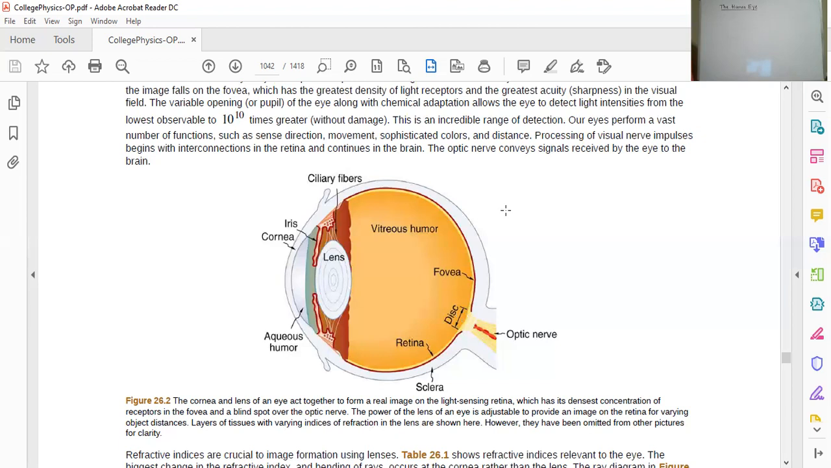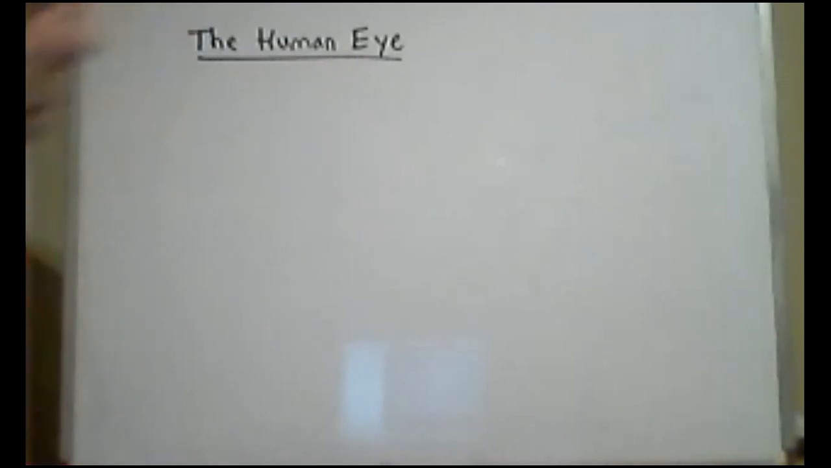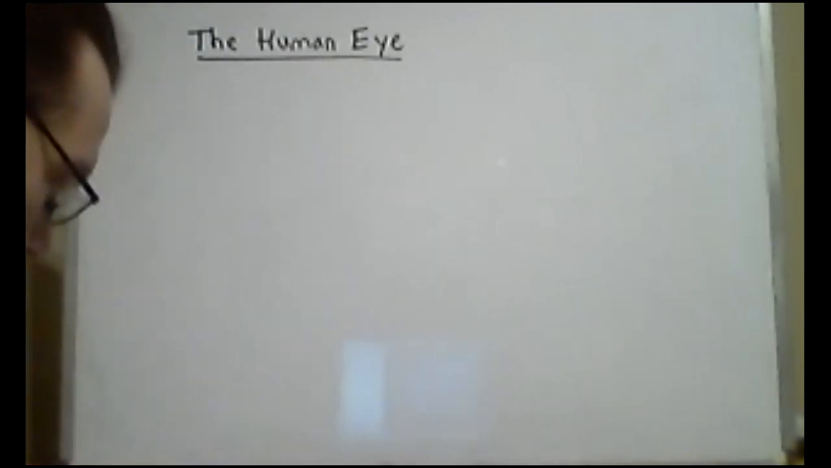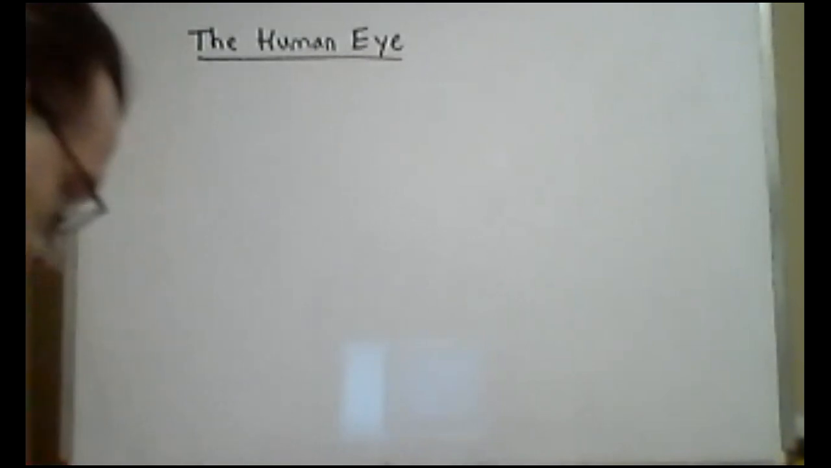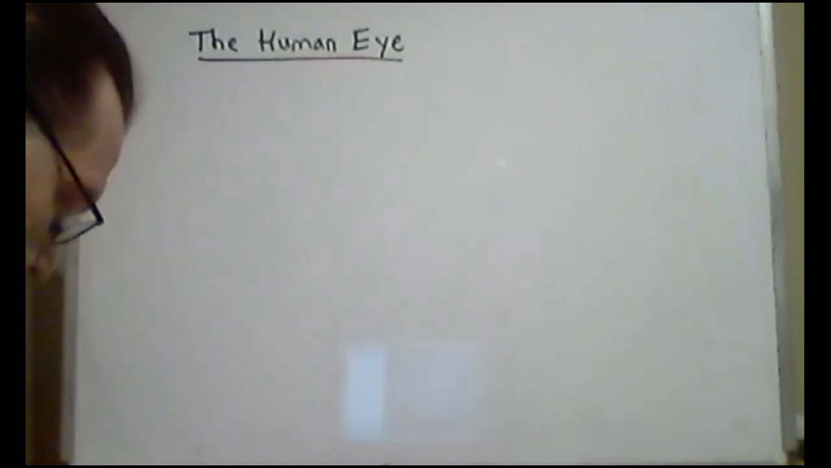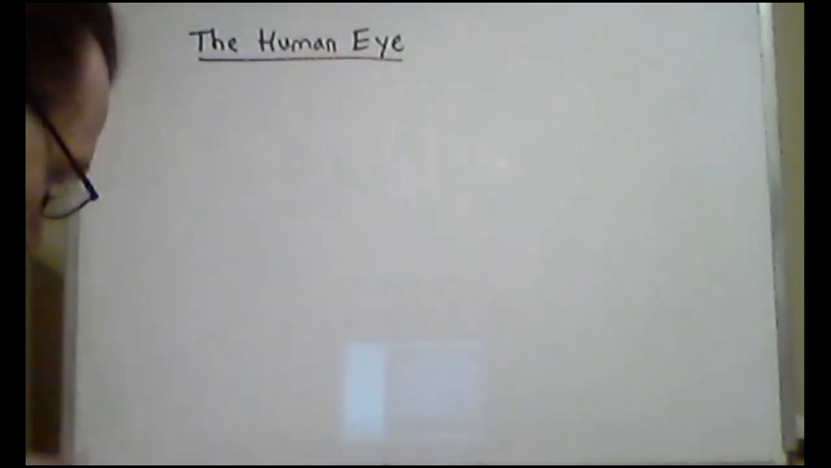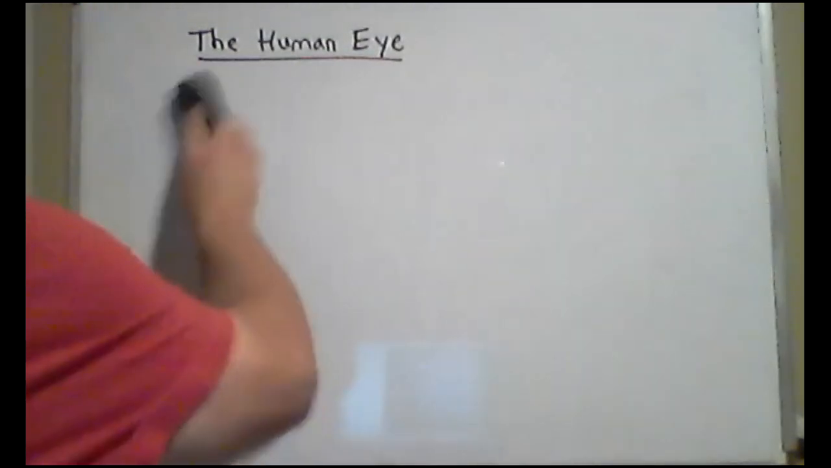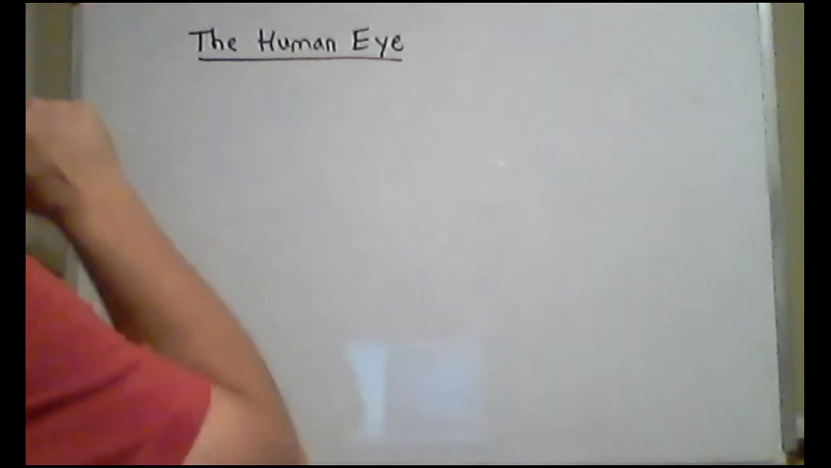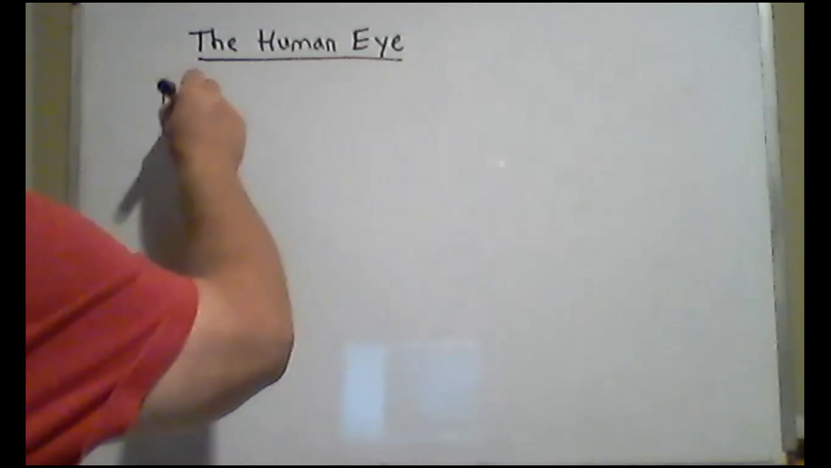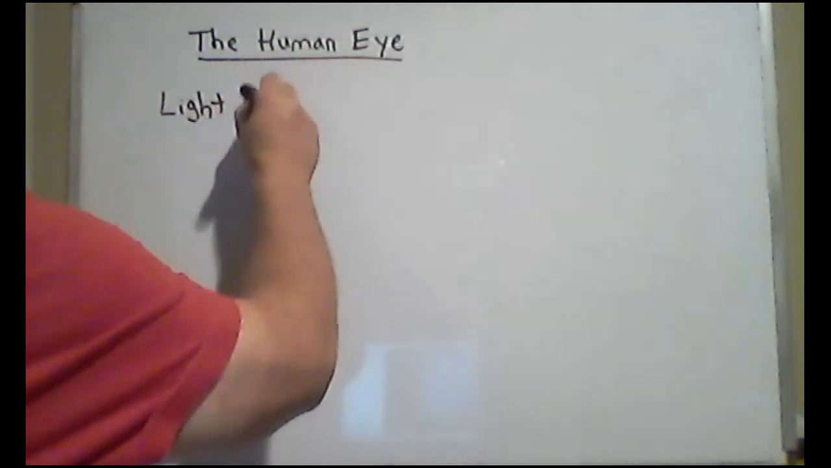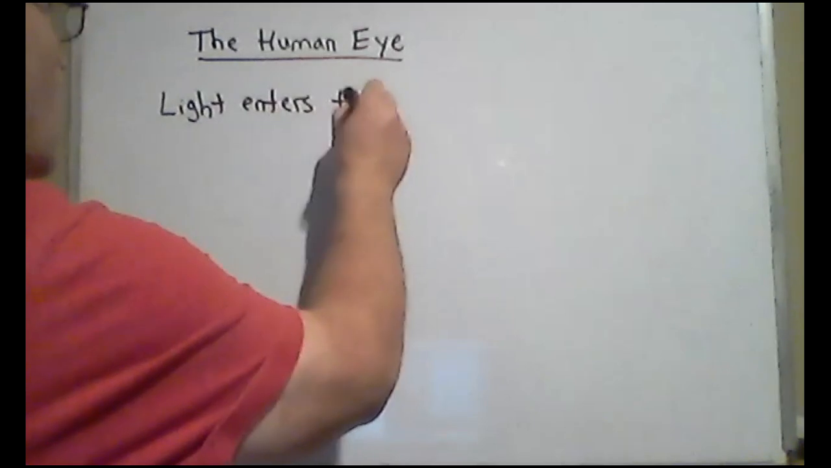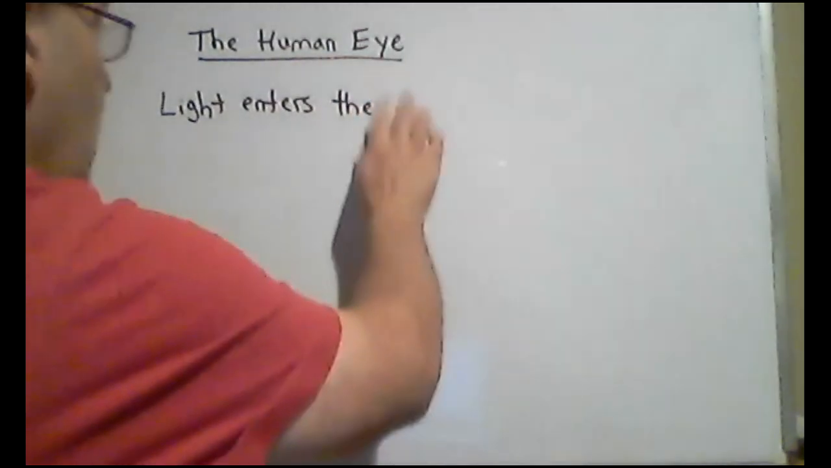So let me state in writing what I just said in words. About 2/3. So how do we say this? Light enters the eye at the cornea.